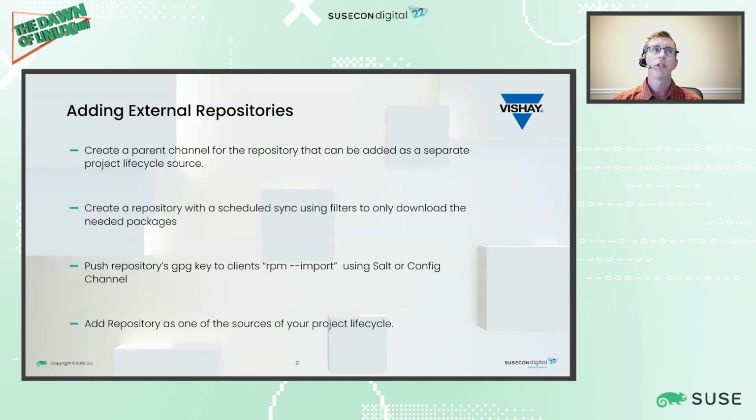And then you'll need to push out the GPG keys to your minions so that there will be no complaints from Zypper when it comes time to install them. And you would do that using the RPM import, and that can be done with Salt as well as through one of the configuration channels in SUSE Manager. Once you have that repository built, you can then add it to a project into your content lifecycle, and I'll be showing you that as well.